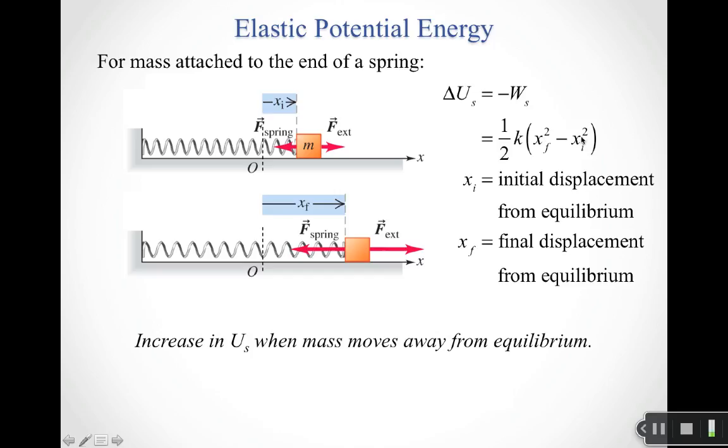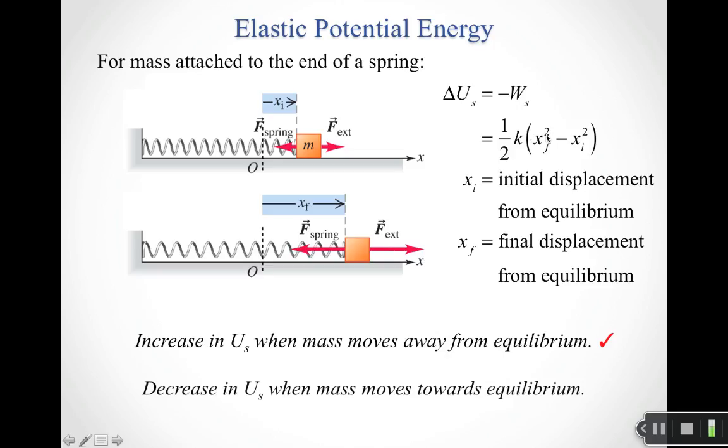If I move away from equilibrium, well, that means my final value is larger than my initial value in terms of these two displacements. So I've got something bigger squared minus something smaller squared. This is going to be positive, which means that moving away from equilibrium gives me an increase in the elastic potential energy. And again, that checks with conceptually what we said had to happen on the very first slide.